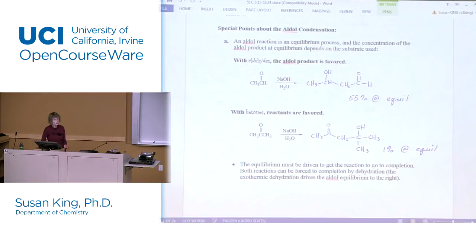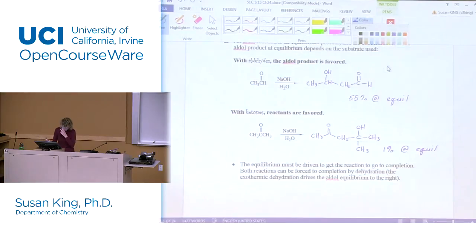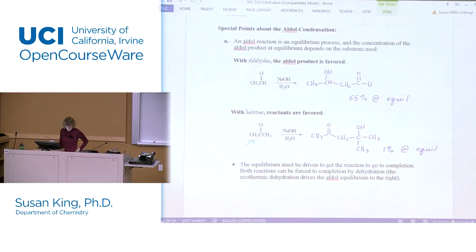So this kind of goes along with what we talked about with hydrates and with acetals. The more electrophilic, the more hydrate, the more acetal you form. And in this case, the more aldol product you form. And so when you try to do this with a ketone, the carbonyl is more hindered and less electrophilic. And so that's why we see only 1% of product.